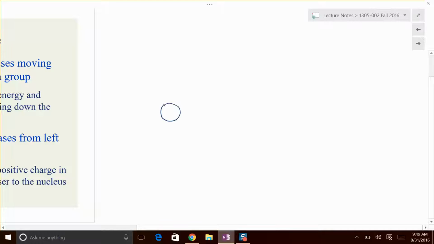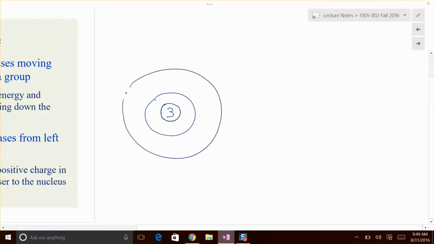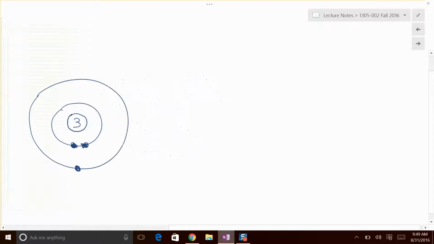So let's say this is the nucleus of lithium. How many protons are in lithium? 3. Okay. How many energy level rings do I have around an atom of lithium? 2. So I have 2 electrons in the first energy level, and I have 1 electron in the second energy level.